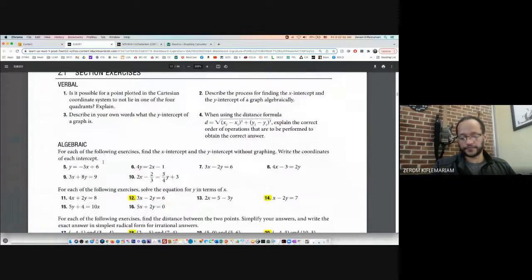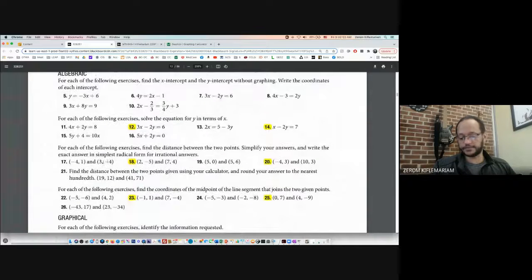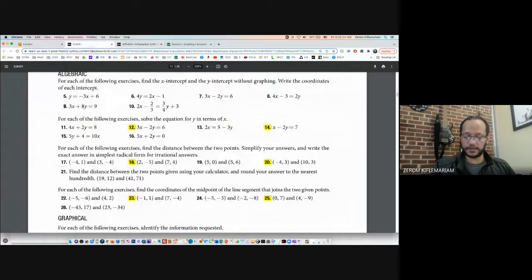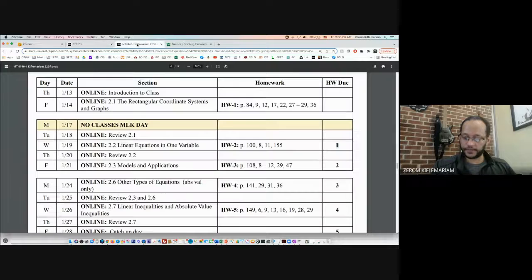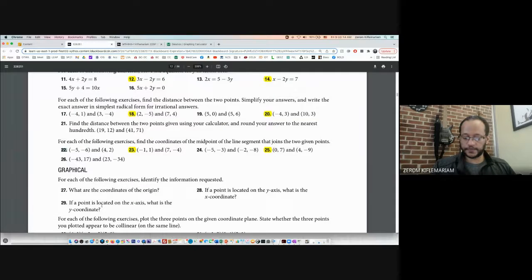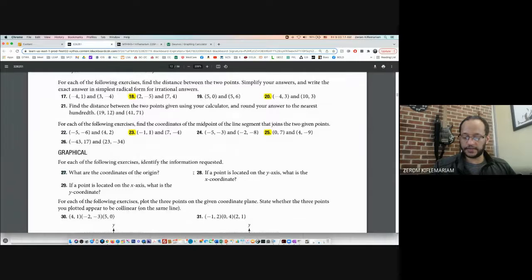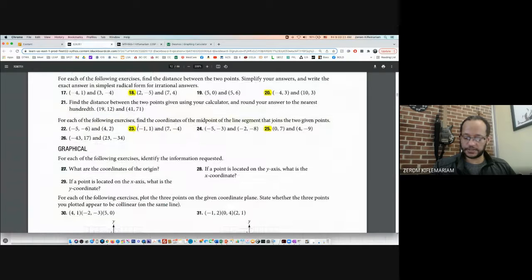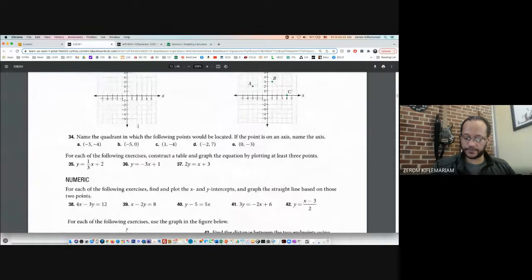Our assignments, as an example right here, it says 9, 12, 17. It would be number 9, 12, 17, and what do we have over here? 22, 27, from 27 all the way to 28 and 29, and number 36. 36 is also right here, somewhere here.